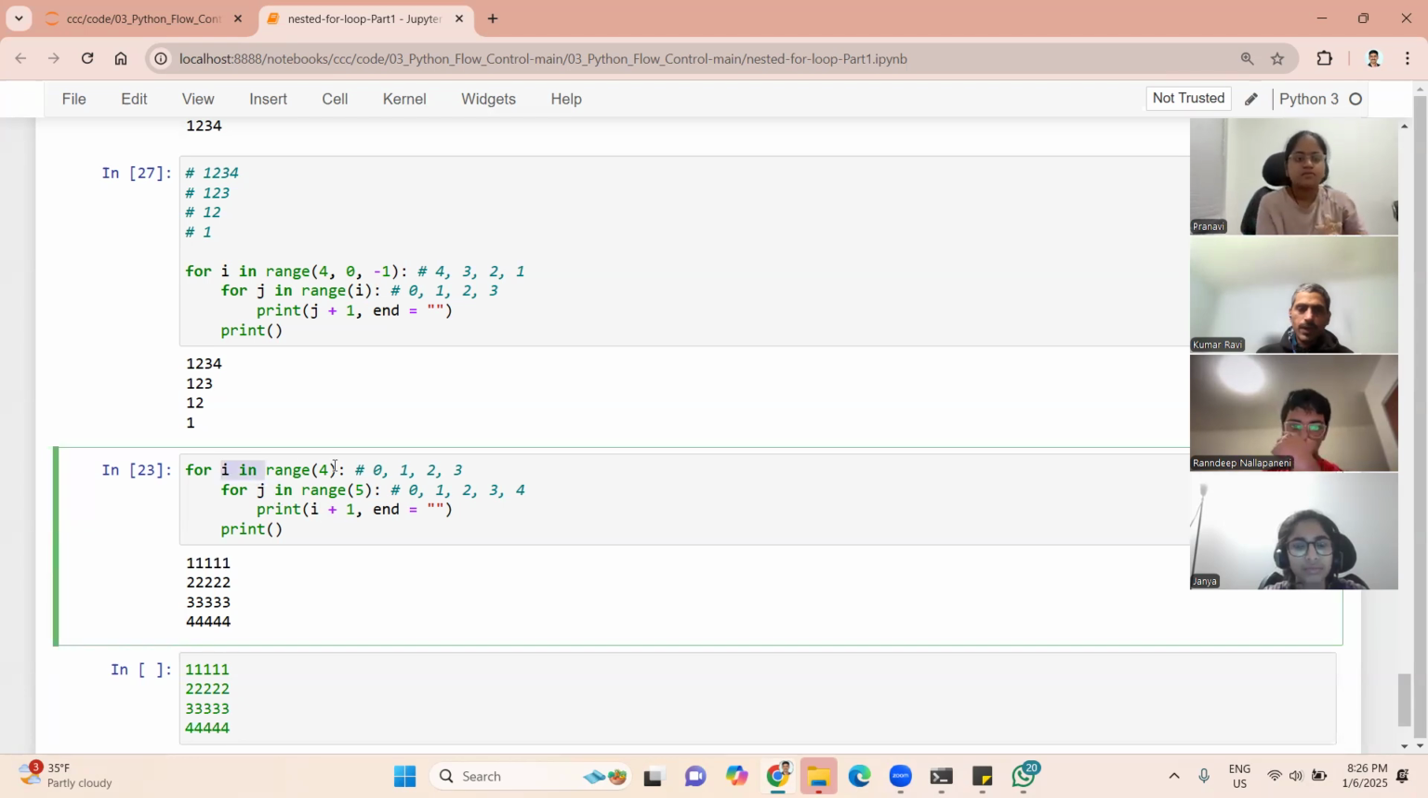The first value of I is what? 0. Then 0 plus 1. How many times this 1 will be printed? Because J is going from 0 to 4, it means 5 times 1 will be printed. Then it will go to the next line. I will become 1. Then again J will go from 0 to 4. So 1 plus 1 is 2. So 5 times 2 will be printed. So like this, let's practice this.